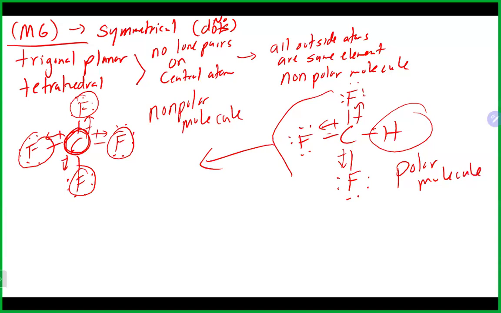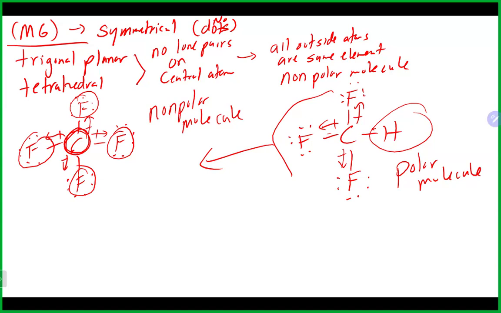So if you draw a Lewis structure and you see no dots on the central atom and everything on the outside is the exact same element, you're probably a pretty safe bet to go nonpolar molecule. If you draw a Lewis structure and you have no dots on the central atom, but everybody on the outside is not the same element, it's probably a pretty safe bet to write polar, and it's going to be a polar molecule. Questions on that? Now, there's also unsymmetrical geometries.